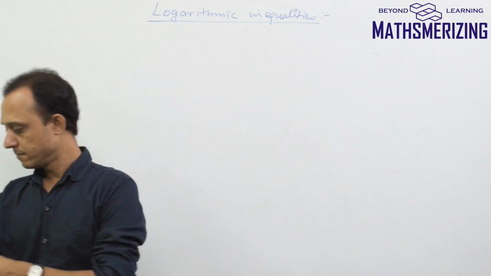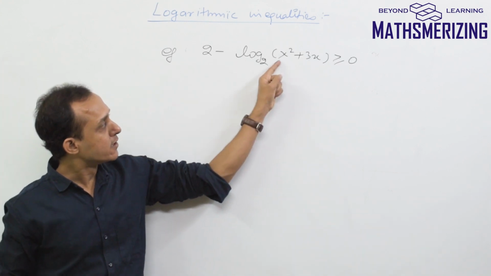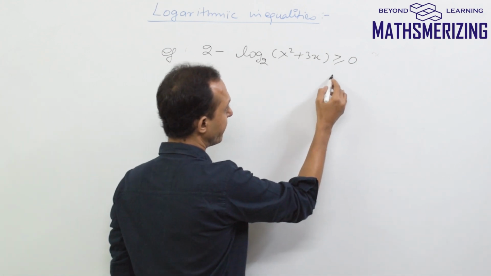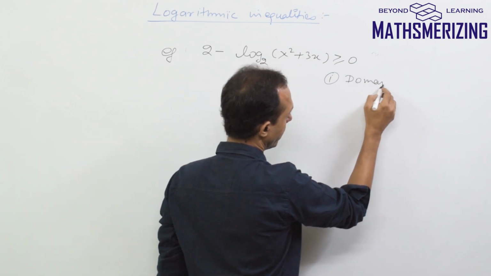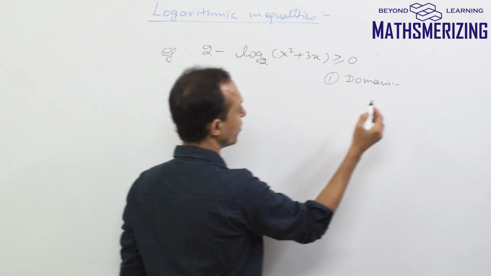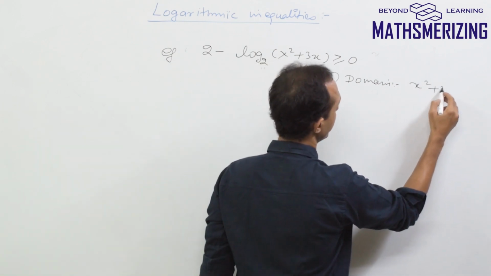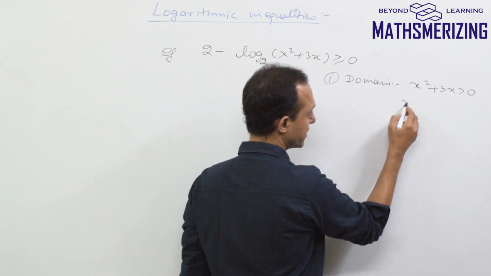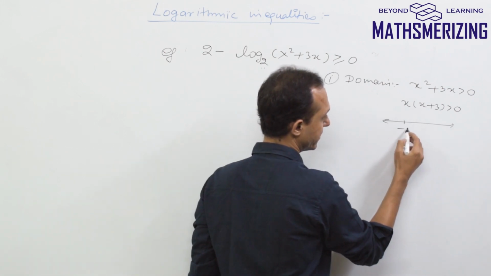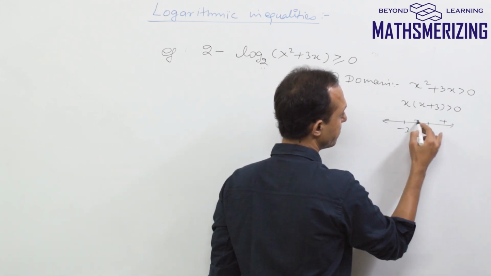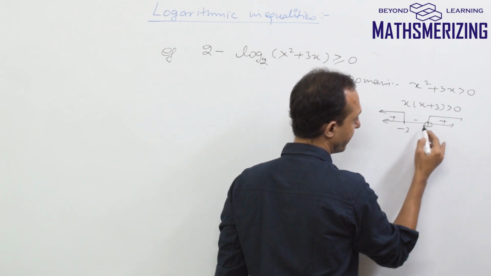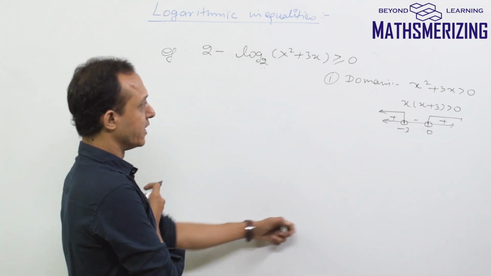Say for example, the question is 2 minus log of x square plus 3x to the base 2 is greater than or equal to 0. First thing I'll do is find its domain. The conditions of domain: the base is already greater than 0 and not equal to 1. So the only condition I'll have here is x square plus 3x should be greater than 0, which is x times (x plus 3) greater than 0. So this is minus 3, 0, plus, minus, plus. So either x is less than minus 3 or x is greater than 0. That is the condition of domain.